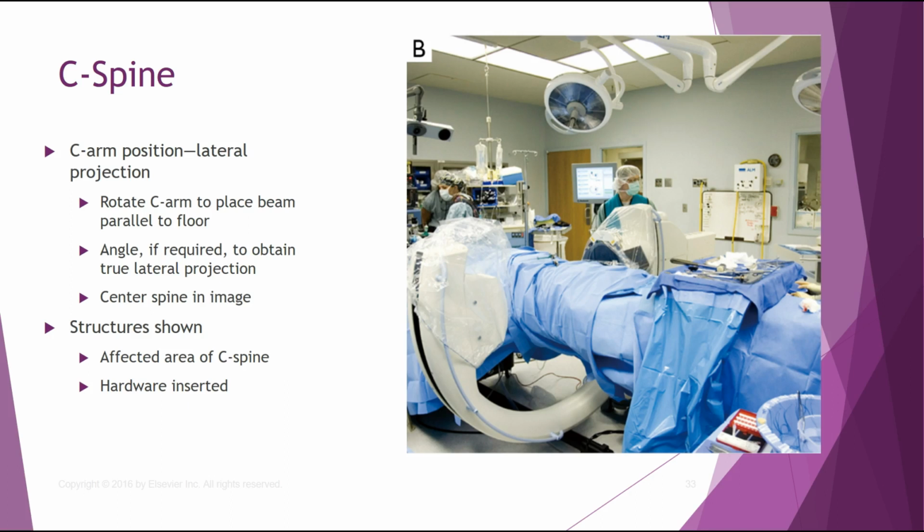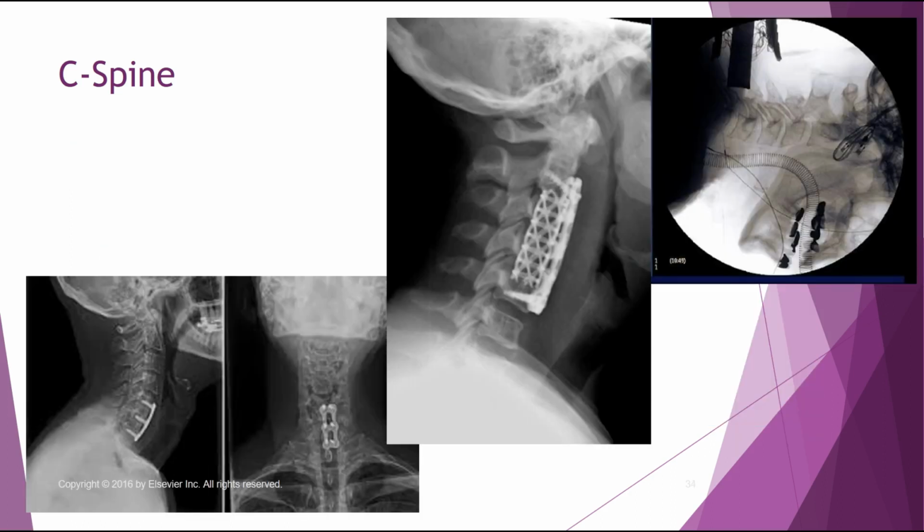Okay, and then the structures shown in your C-spine image should be the affected area of the C-spine and the hardware. Now this image up here on the top right is one with a breathing tube still in place, and it looks like they are prone for this one because the surgical instruments are in the picture on the posterior part of the neck. Yikes.